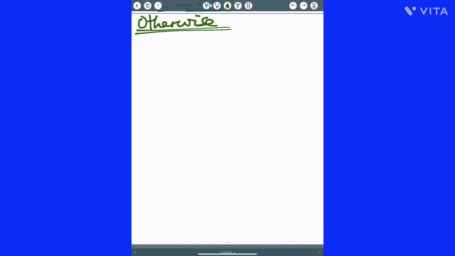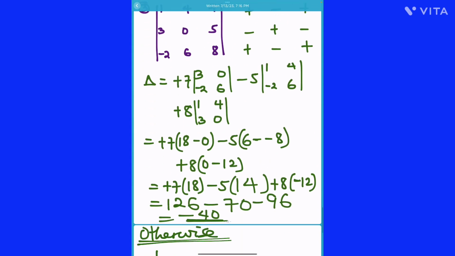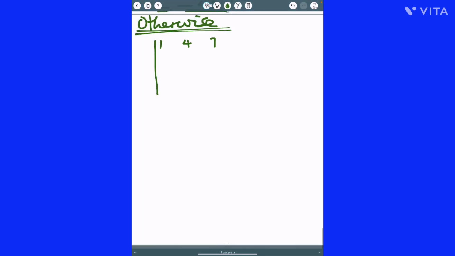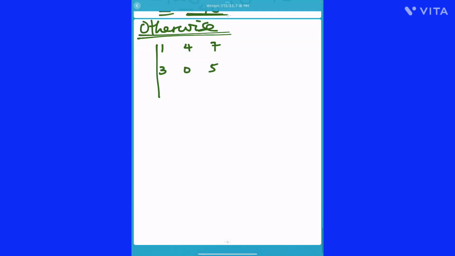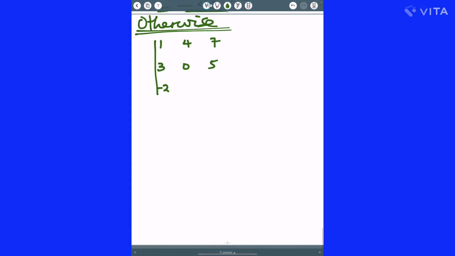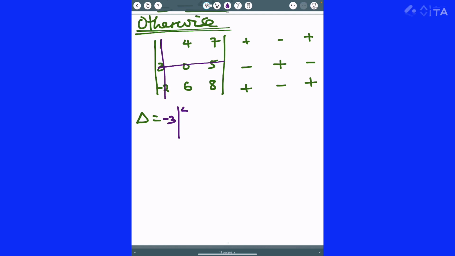Okay, let me write the question down first. What do I have? 1, 4, 7, 3, 0, 5, minus 2, 6, 8. So my determinant is, I'm using the second row. The signs go plus, minus, plus, minus, plus, minus, plus, minus, plus. The second row should be, I take 3. 3 should be multiplied by minus sign, so that's minus 3. What do I have left? On taking 3, I will have 4, 7, 6, 8 left. Are you getting what I'm doing now? Very easy.